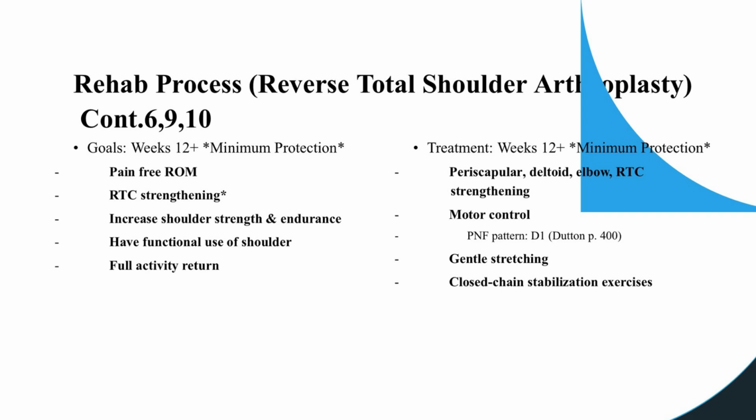Or endurance exercises too. And then weeks 12 or greater, your goals are to have pain-free range of motion. You'll implement rotator cuff strengthening, increase shoulder strength and endurance, and you want to have functional use of the shoulder, and full activity return should be had in 12 plus weeks, after 12 or more weeks.